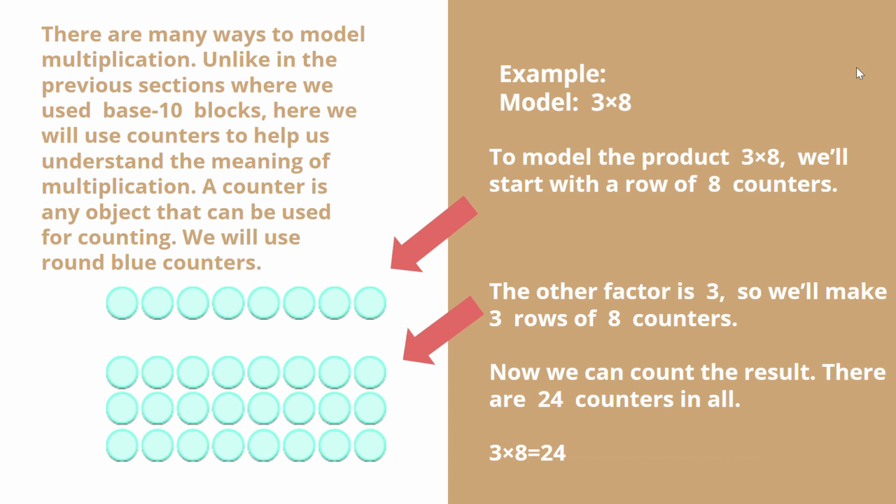To model the product 3 times 8, we will start with a row of 8 counters, and then the other factor is 3, so we will make 3 rows of 8 counters. Now we can count the result. There are 24 counters in all. So we know 3 times 8 equals 24.